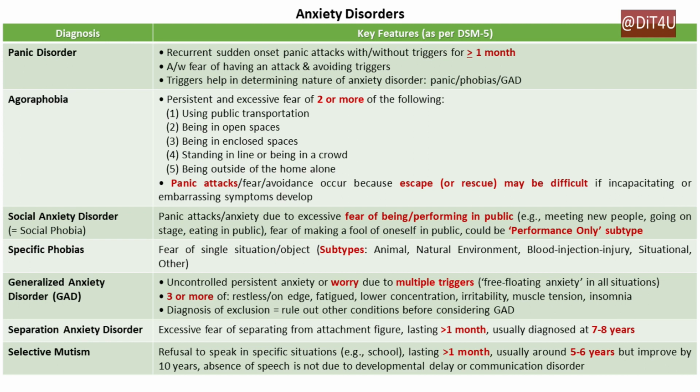2 childhood conditions under anxiety disorder: separation anxiety disorder, excessive fear of separating from an attachment figure, such as parents. Classically happens when the child is about to go to school, lasting for more than a month, usually diagnosed at 7 to 8 years.